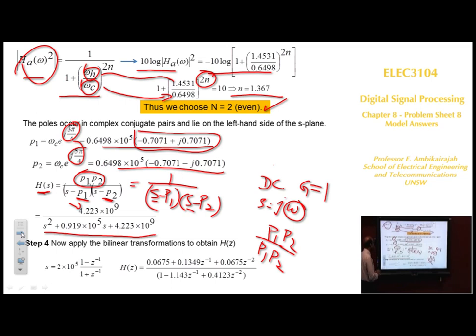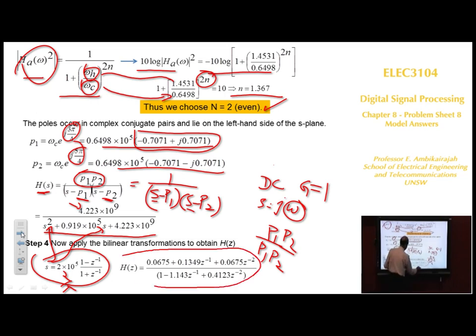Now once you have that filter, all you need to do is the bilinear transformation. This is 2 over T, right? Once you do the bilinear transformation, you substitute here, you substitute there, and simplify them, and you get that equation. I didn't show the simplification here, which is simple algebra that you can do.